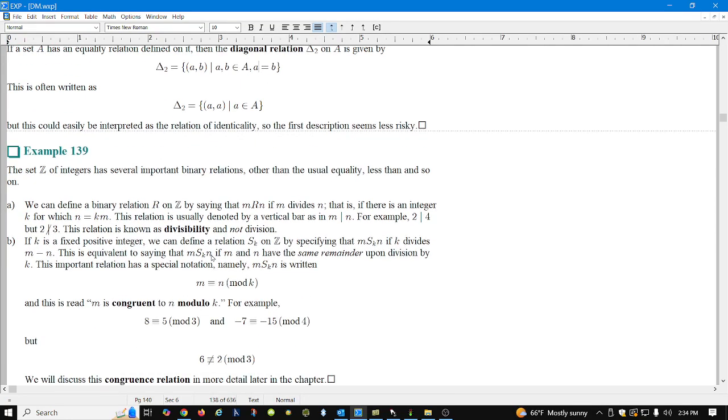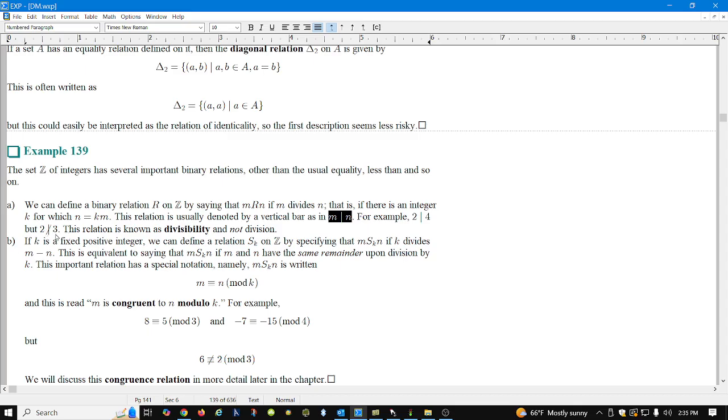The set of integers has several important binary relations defined on it, other than the usual ones. You have equality, less than or equal to, greater than or equal to. We can define a binary relation R on the integers by saying that m R n, or m is related to n, if m divides n. That relation is usually denoted by a vertical bar, so you would write this and you would say m divides n. So for example, 2 divides 4, but 2 does not divide 3.